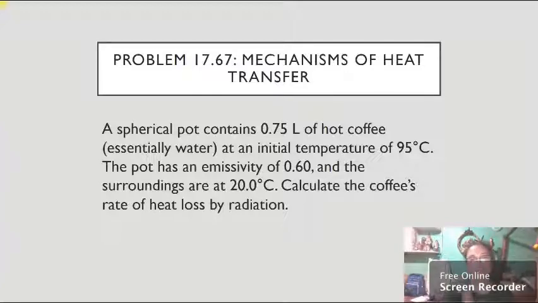So for problem number 3, our last problem, which is all about mechanisms of heat transfer. Our problem is a spherical pot contains 0.75 liters of hot coffee, essentially water, at an initial temperature of 95 degrees Celsius. The pot has an emissivity of 0.6 and the surroundings are at 20 degrees Celsius. So calculate the coffee's rate of heat loss by radiation.